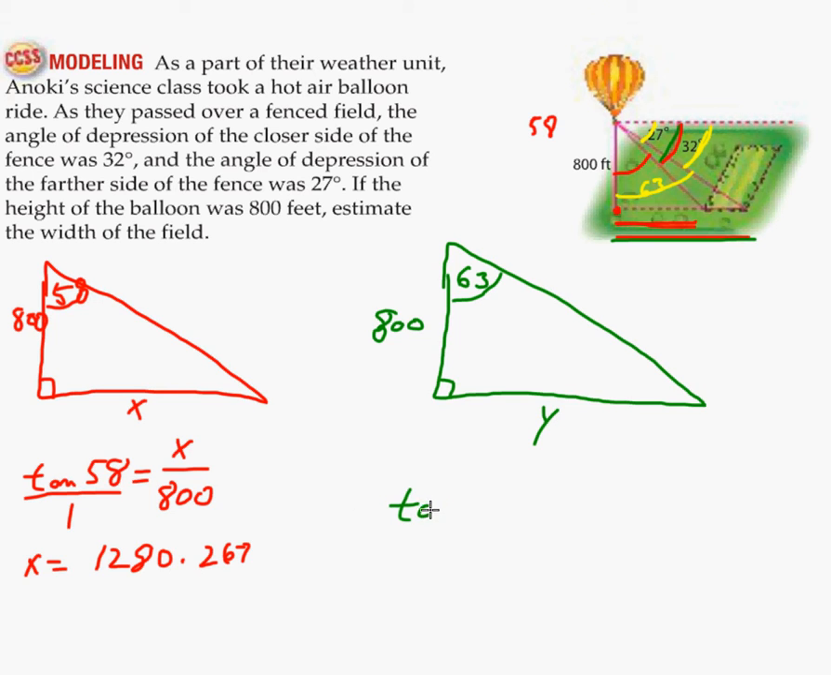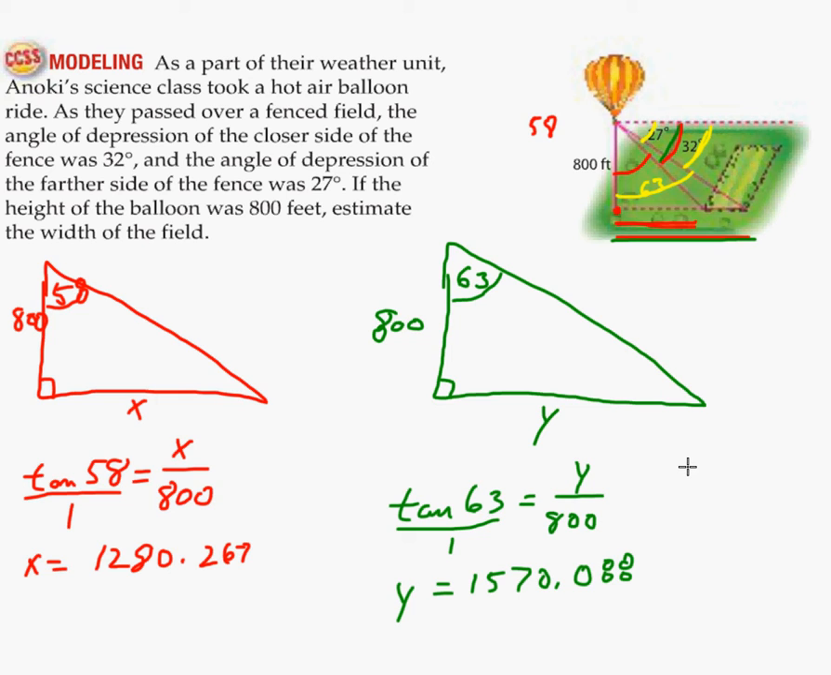So again, it's the same setup. Tangent of 63 degrees is going to be equal to Y over, opposite over adjacent, which is 800. I'm going to put that over 1. I'm going to cross multiply, and I get a length of Y equals 1,570.088. And again, neither one of those answers is the number I'm looking for.